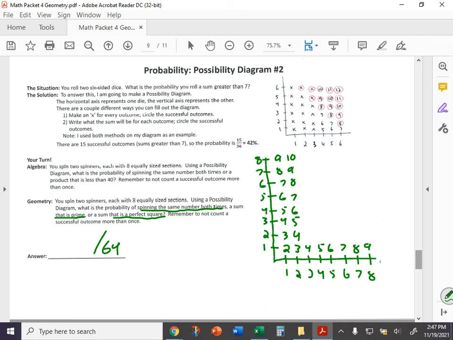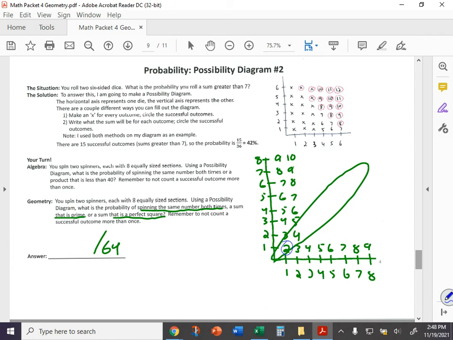And so your successful outcomes are the same number both times. So really, you're going to have a diagonal of successful outcomes right through the middle there. A sum that's prime, so know your primes, and then a sum that's a perfect square. Be careful not to count the same thing more than once. For example, you would not count this 2 for both the same number twice and a prime number. It falls in both categories, but it's only one outcome. So you only count it once.